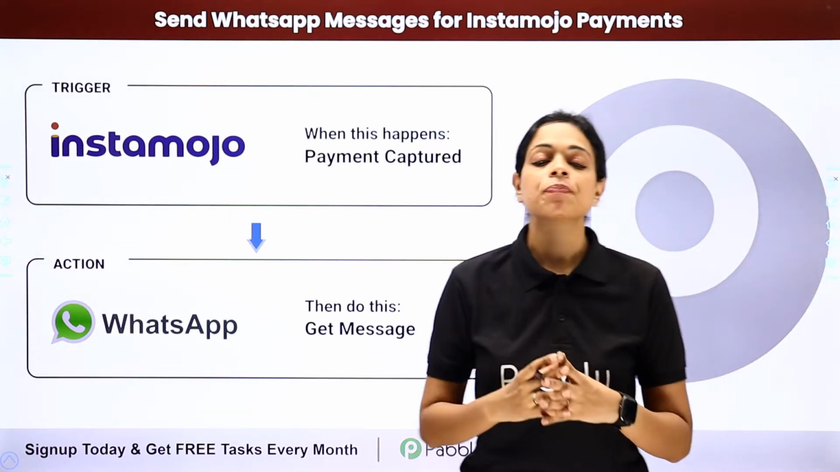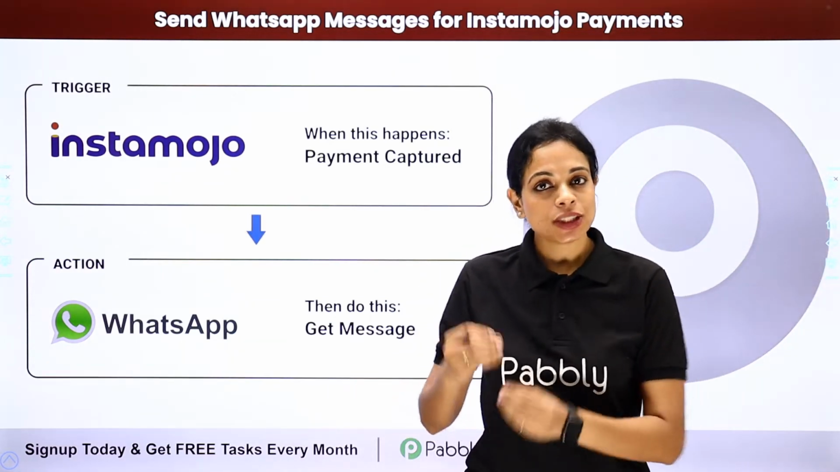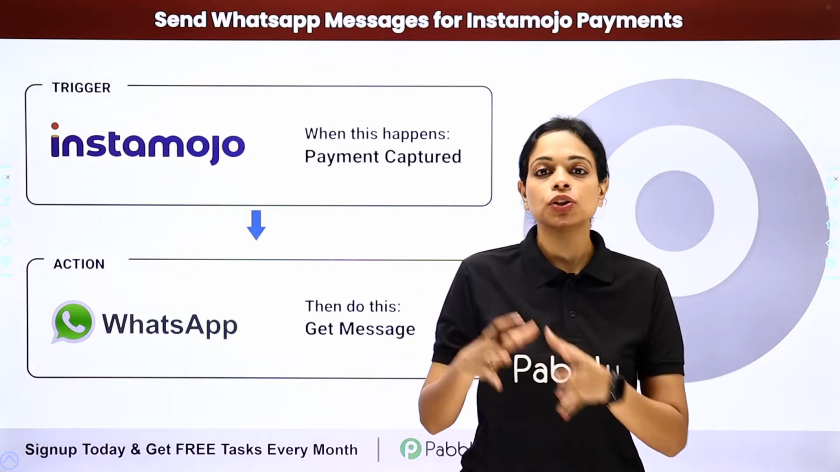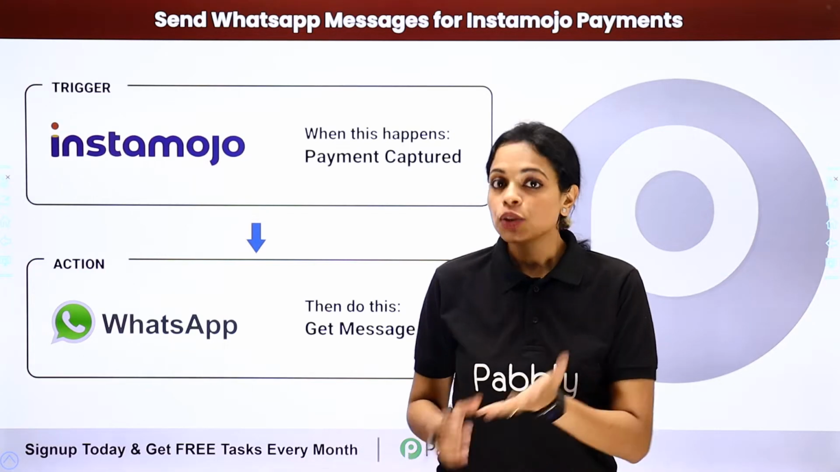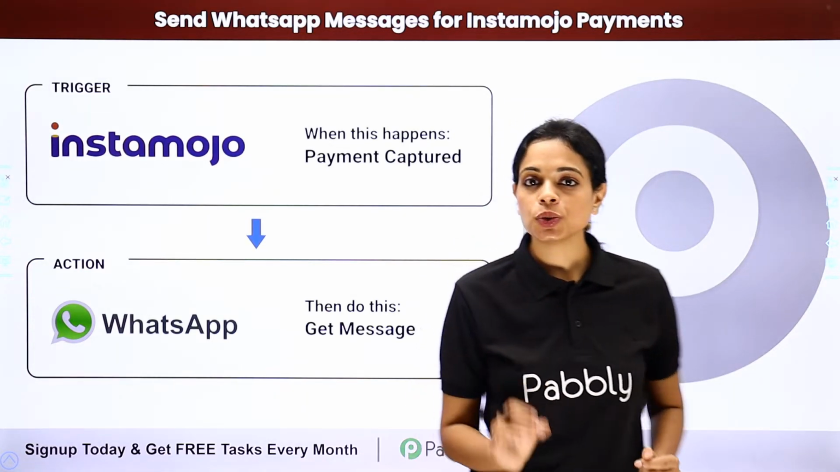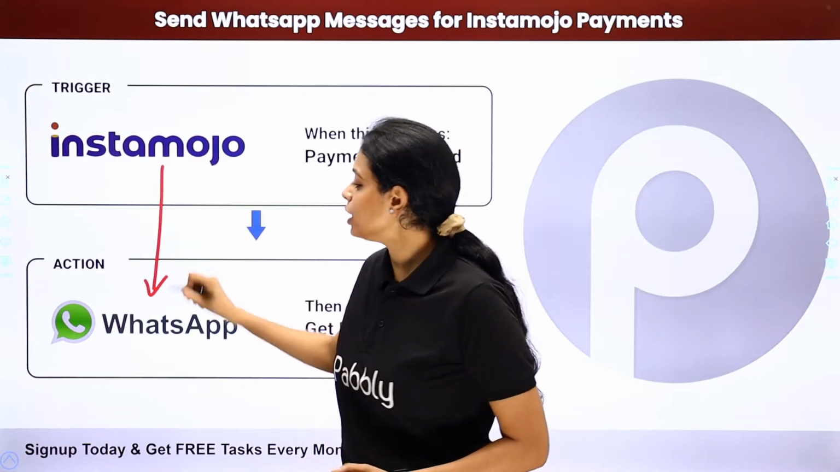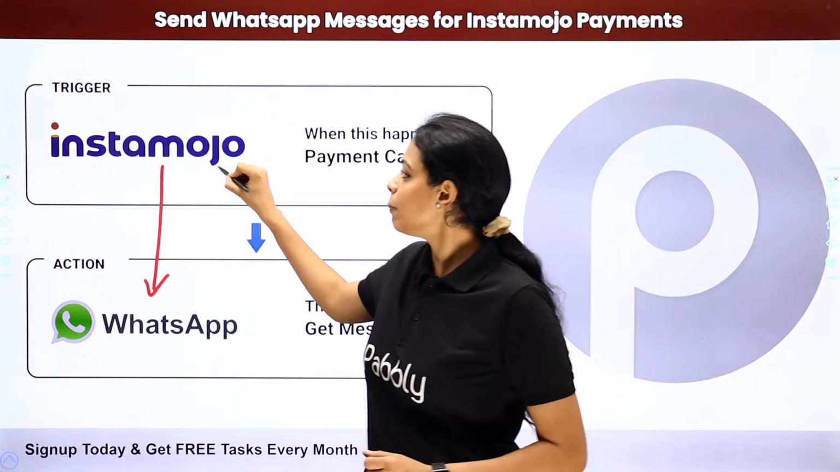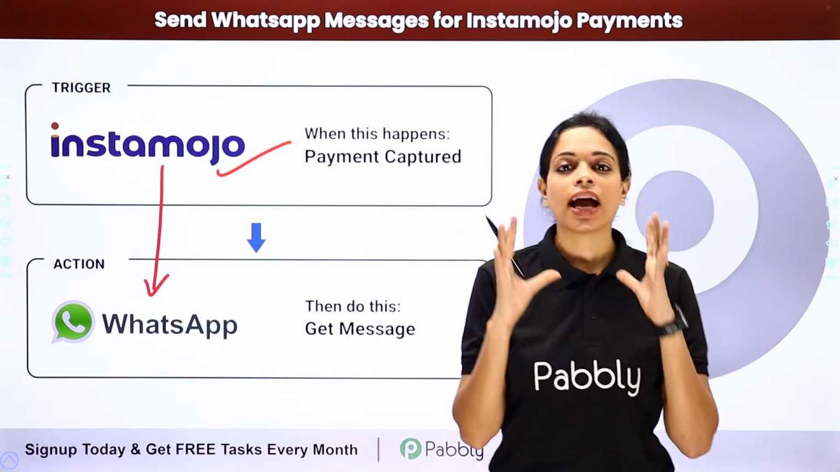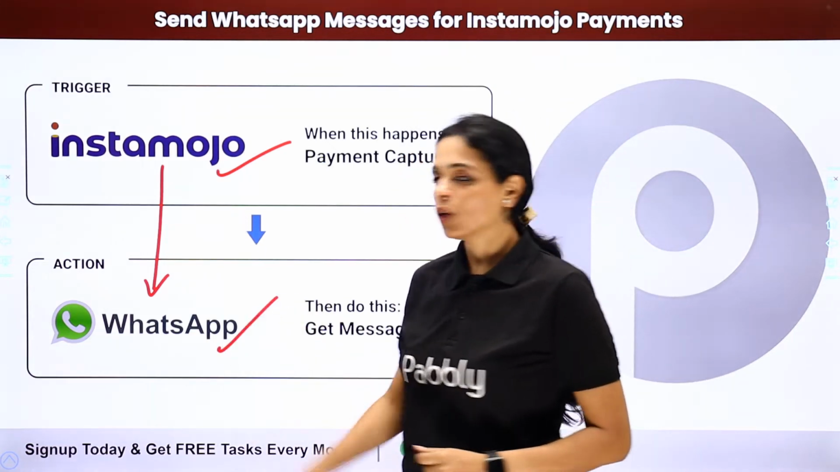So let's say that you want to send WhatsApp messages for Instamojo payments. So every time there's a client who has purchased something and made the payment through Instamojo, you want that client to be sent a message to give that personal touch. How would you do that? You will have to integrate these two applications, and the same can be done using Pabbly Connect software. Here, your trigger application would be Instamojo and your action application would be WhatsApp.